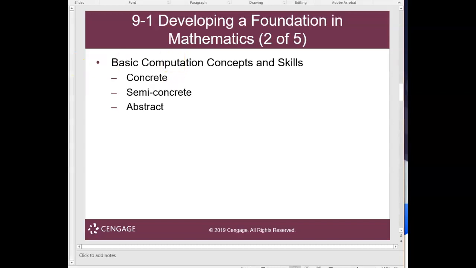Okay, then semi-concrete, or again, it's also called representational.